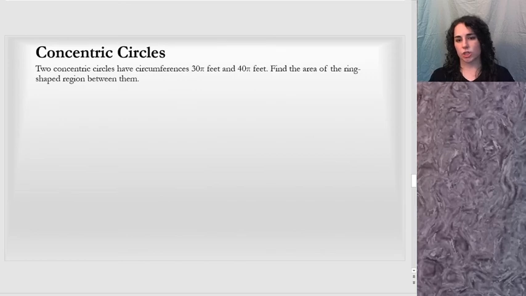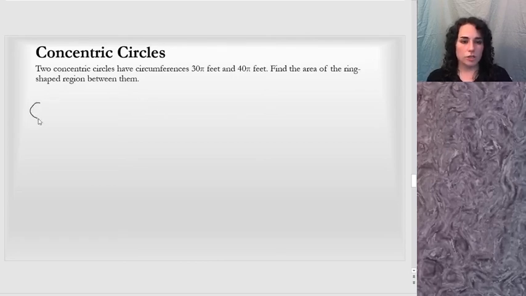Concentric circles. Two concentric circles have circumferences 30 pi feet and 40 pi feet. Find the area of the ring-shaped region between them. Okay, so they're on top of each other, right? Concentric. Con, same, center, same center, concentric circles.